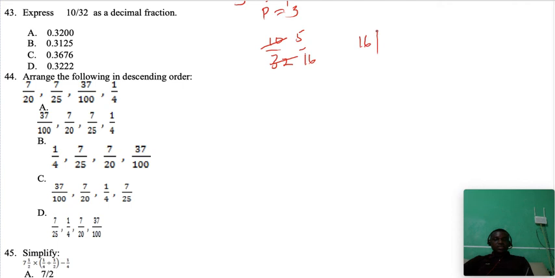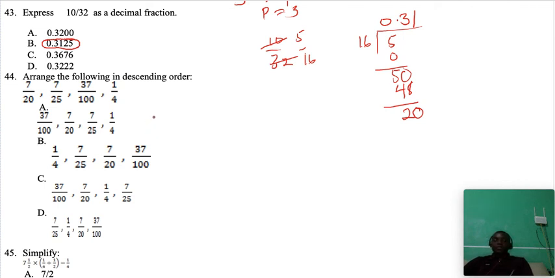16 going into 5, it cannot go. 16 times 0 is 0. So let's subtract, 5 minus 0 is 5. It cannot go again, so we add 0. So 16 goes into 50 three times. 16 times 3 is 48. Then we subtract, 50 minus 48 is 2. Then add another 0 to it. 16 goes into 20 once. So let's check, you see that the answer is here. You shouldn't continue again. It's 0.3125. So come and select our answer.